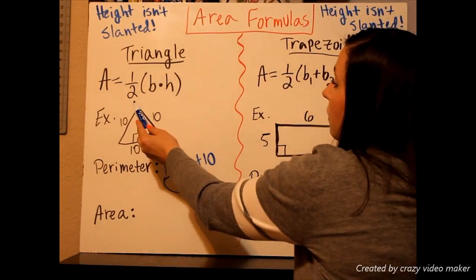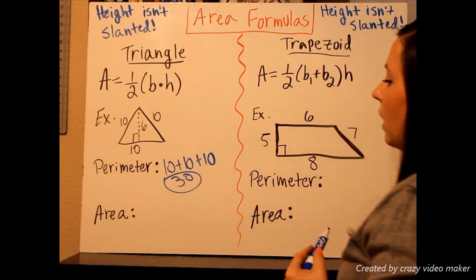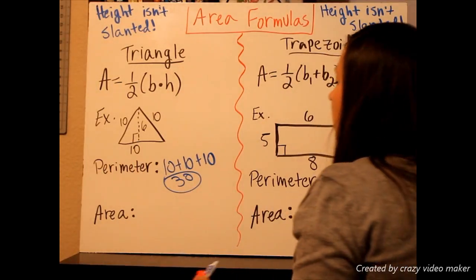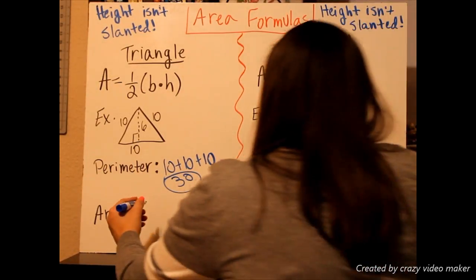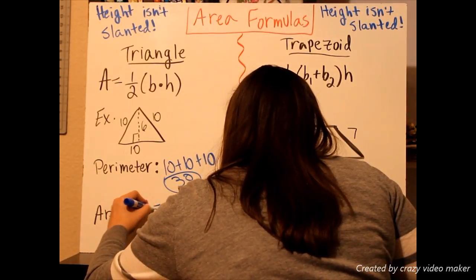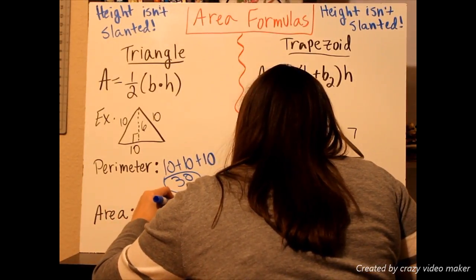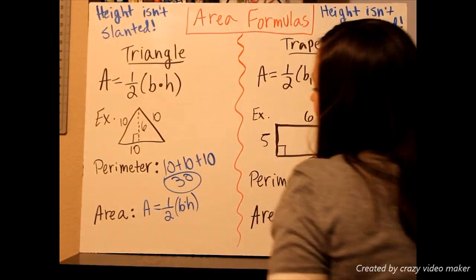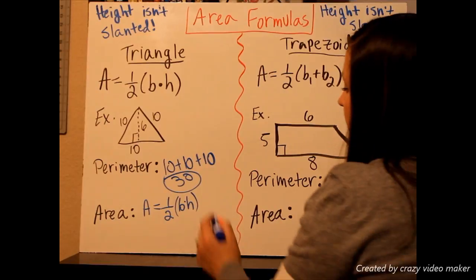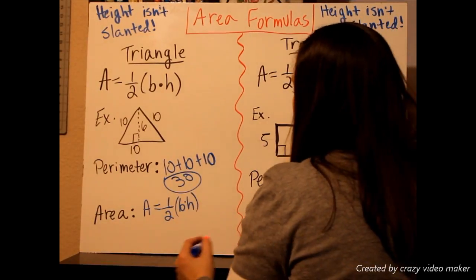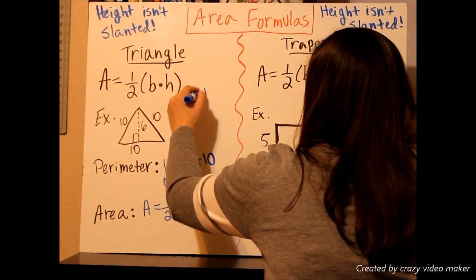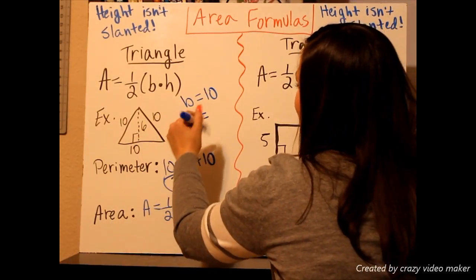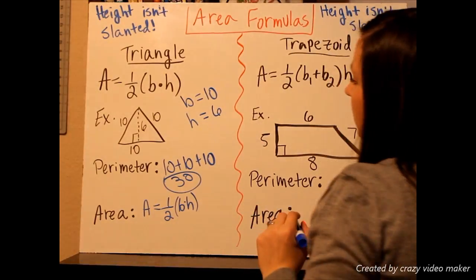Remember, it's 1/2 times the base times the height. So we take our base, which is right here, 10. So we'll write down A equals 1/2 base times height. And we will start to plug in. We know our base is 10. And our height from this drawing is labeled as 6. So our base is 10, height is 6.